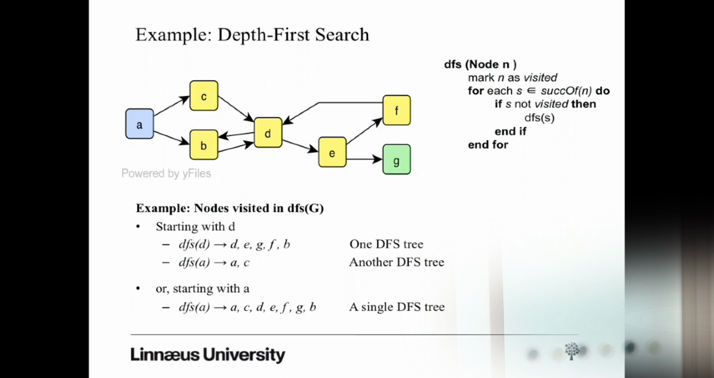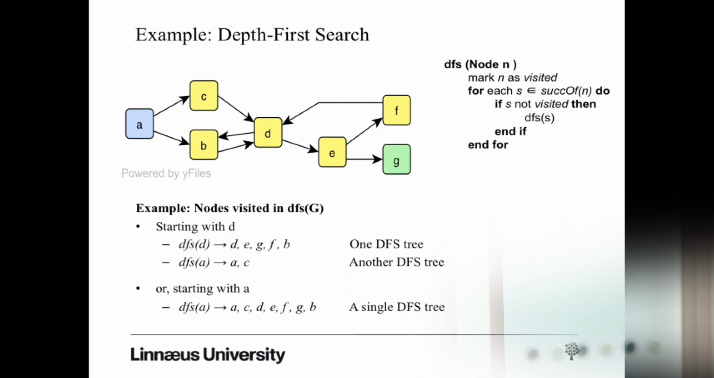But let's see, if you have picked the D as a starting point, in that case, okay, we are starting from the D, and we check what are the successors of the D. We mark the D as a visited node, and then for each S that belongs to the successor of D, because N is now D. So D has two successors, E and B. You can choose whatever path you want to go. So I selected E, and on the E again I check the successors. It has two successors, F and G.